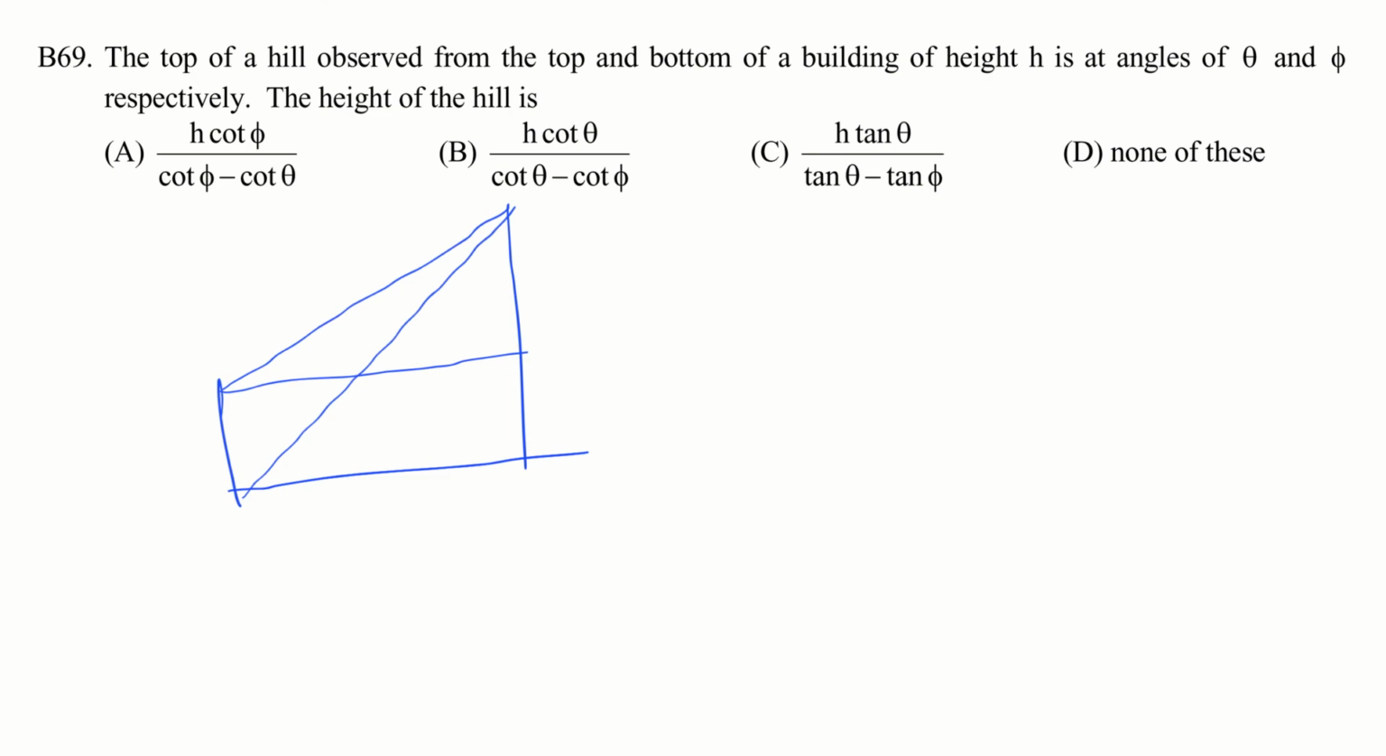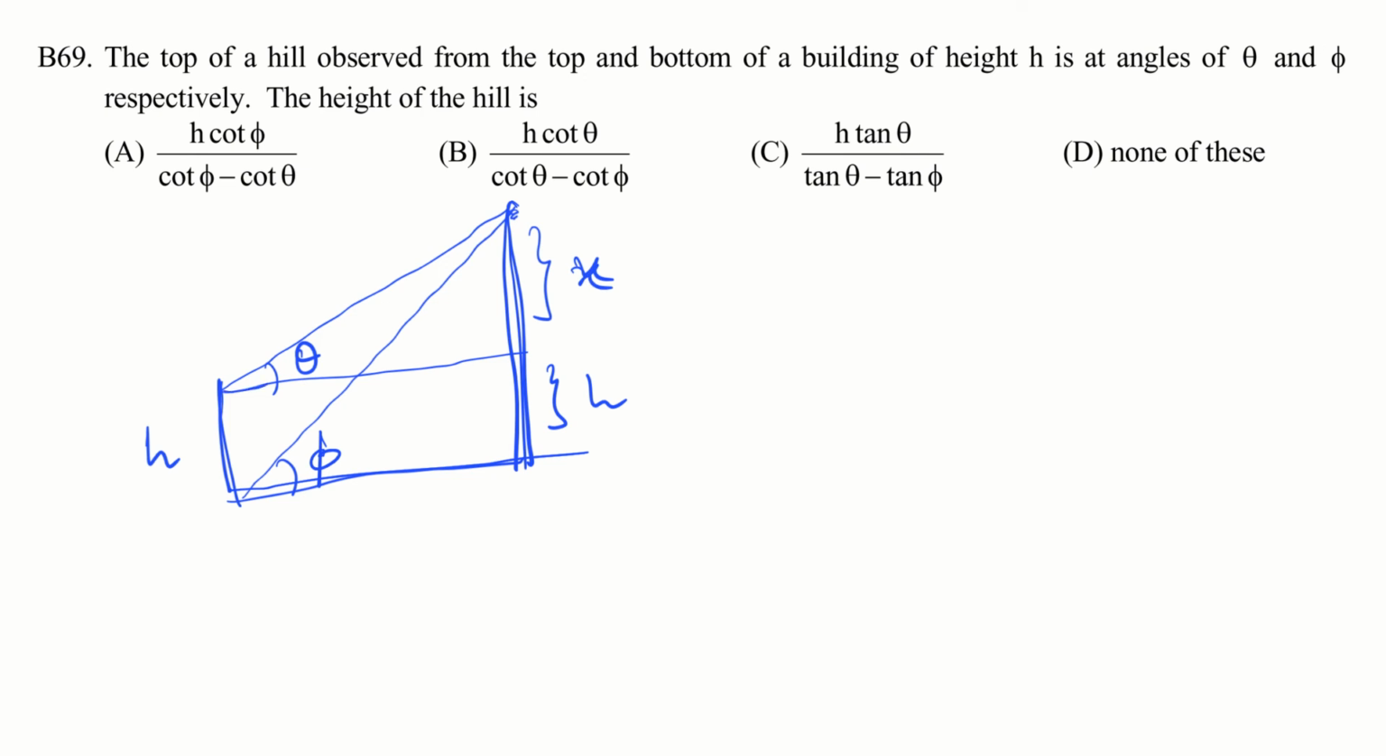Now coming to this problem, we have a building of height h. This is the building, I'm assuming, and this is the hill. It is given that the top of the hill was observed from the top and bottom of the building, and the angles of elevation are theta and phi. So this is theta, this is phi, and now we have to find the height of the hill. So let me call this part small x, this is h. Now the height of the hill is nothing but h plus x. All that I have to do is to find small x.